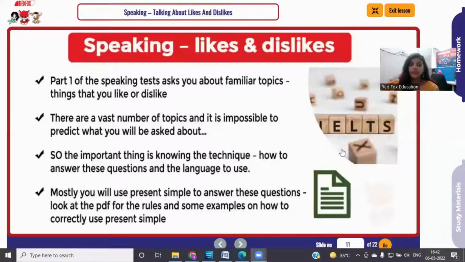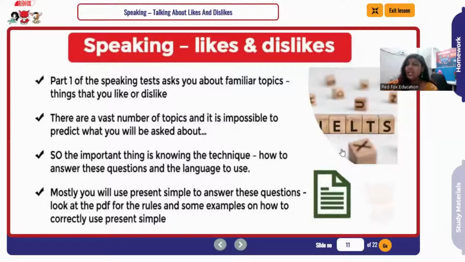Your Part 1 in the speaking exam has topics that are quite familiar to you, like questions about what food you like, where you studied, and your hometown. These are very close-knit questions. Part 1 is generally the easiest part of the speaking test. There are a lot of topics and it is almost impossible to predict what you will be asked about, so it is essential that you can come up with answers on the spot. You cannot memorize anything.